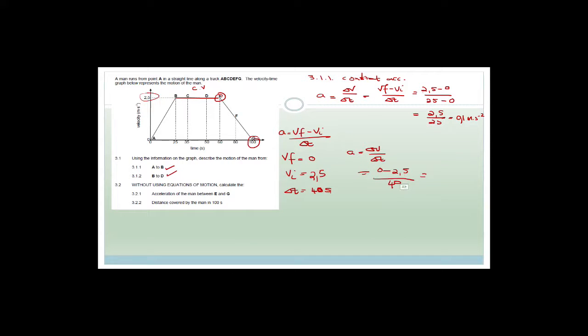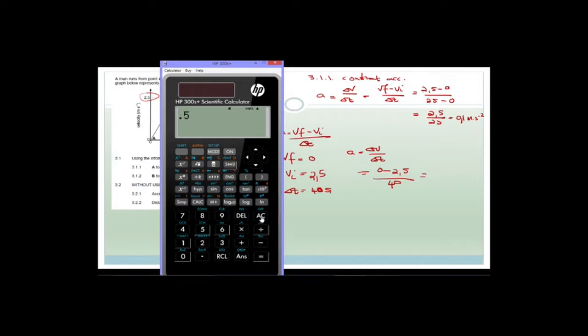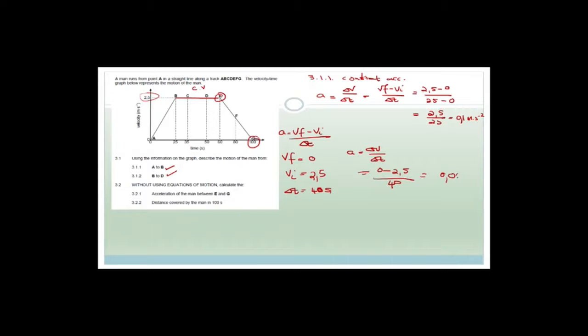So that is equal to 2.5 divided by 40, which equals 0.063, and it's negative. So the acceleration is minus 0.063 meters per second squared.